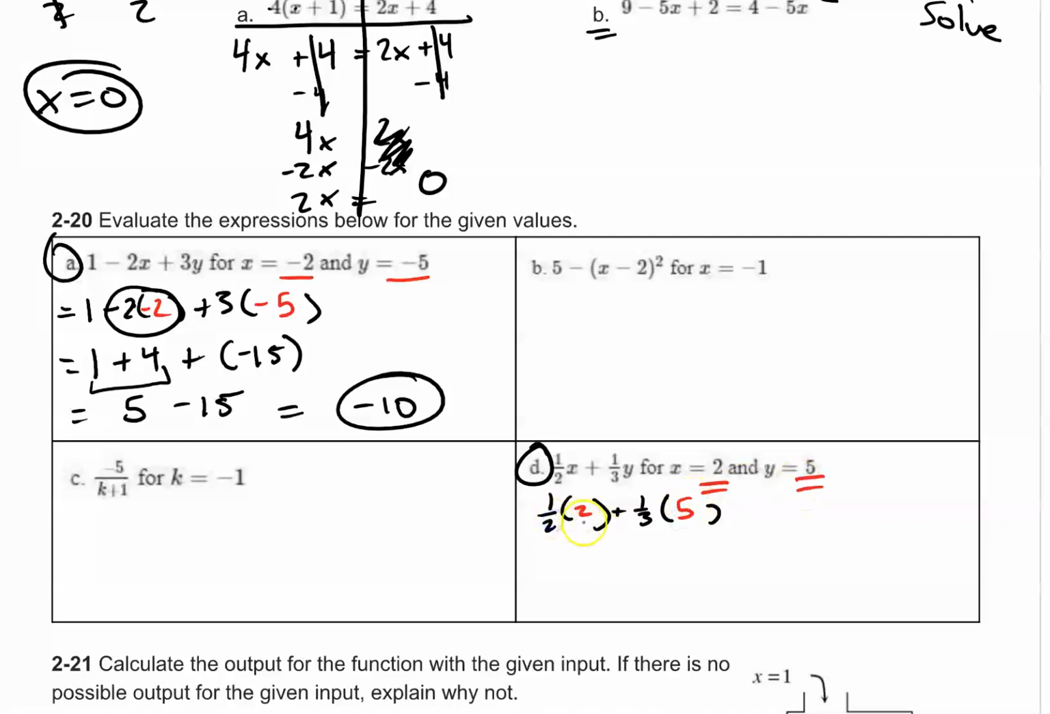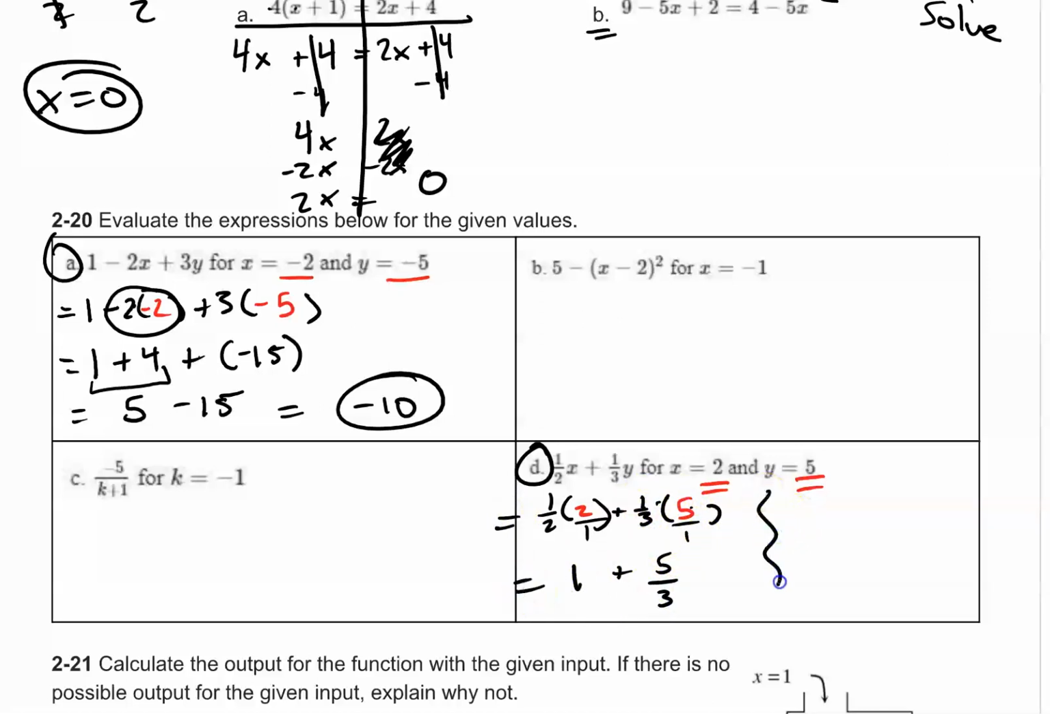Well, 1/2 times 2, you can kind of think of 2 as 2 over 1. So you have 1 times 2, which is 2, over 2 times 1, which is 2, plus, same deal over here. When you have a whole number, you put it over 1, and then you multiply straight across. So that's going to be 5 over 3 times 1, that's 3. All right. Now, if you notice 2 divided by 2, or any number divided by itself, that's just 1.